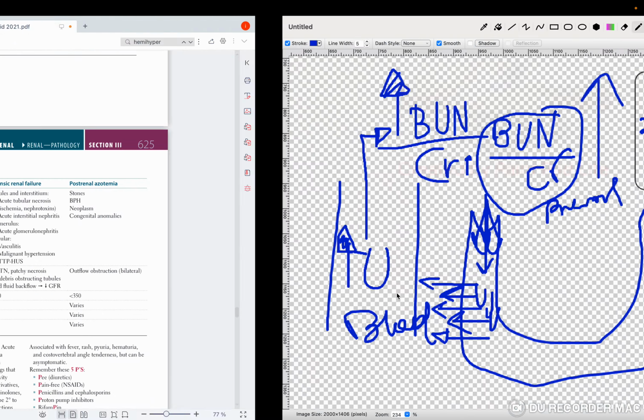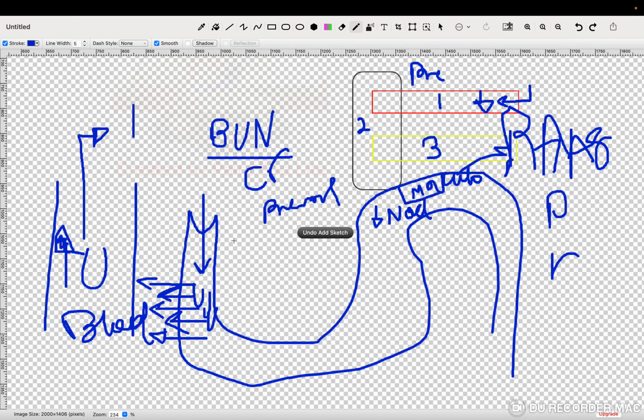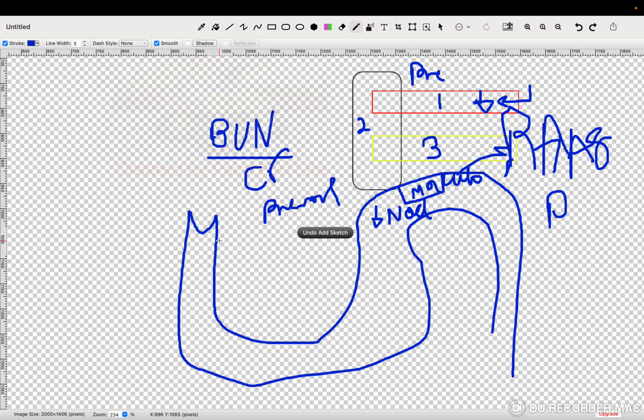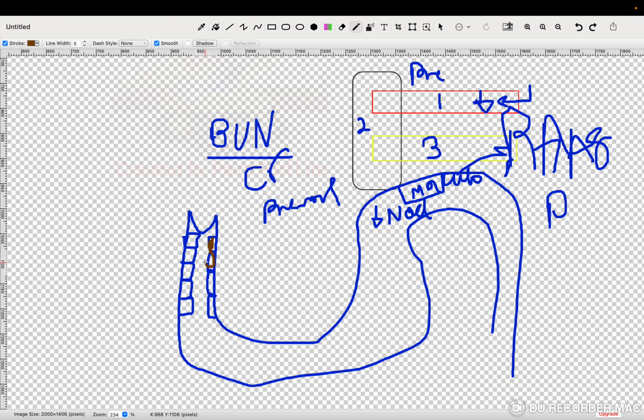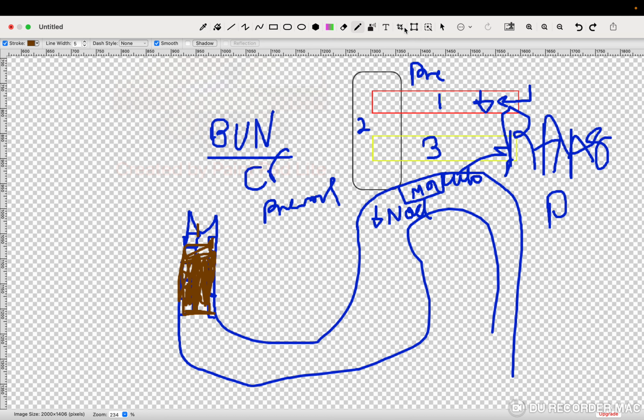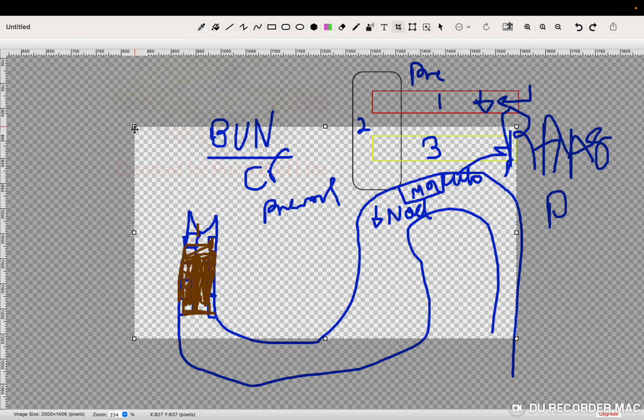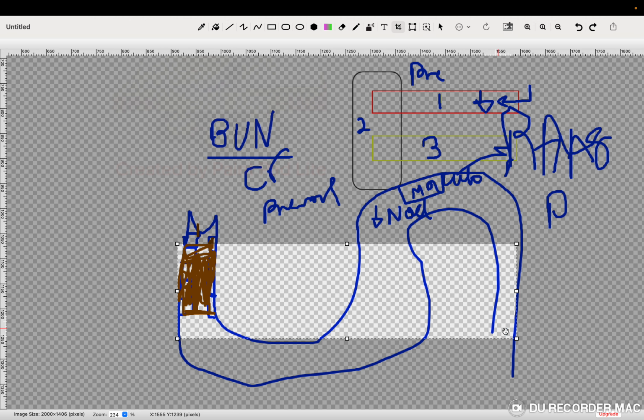You're like, what the? Well, let me tell you what the. So if you take a look here, you have your tubules. In case of acute tubular necrosis, these tubules are dying, yes? And let me get the color brown. So these are dying, and when they are dying, they are falling inside of the lumen, and they keep moving inside of the lumen.